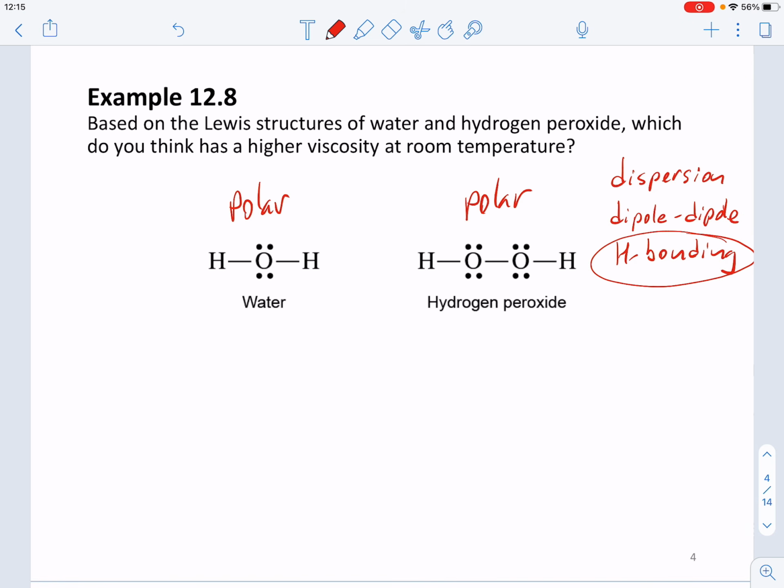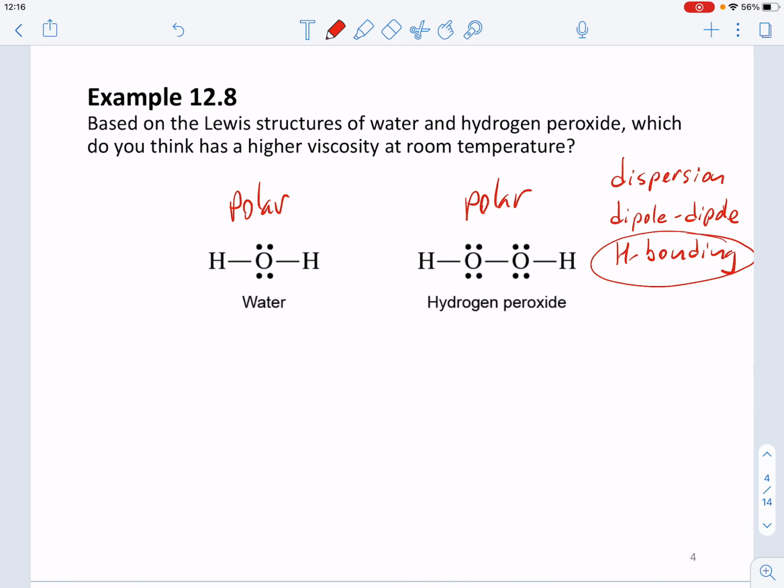So now how do you determine which one of these will have the strongest IMF? The way we determine that is, if you remember shape of the molecule and points of contact when it comes to determining the strength of the intermolecular forces, we can apply a similar approach here.